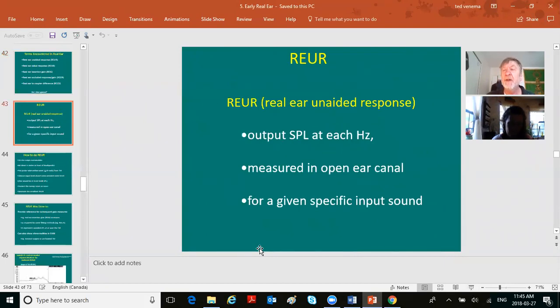Okay, here we go. Real ear unaided response. The output SPL at each frequency is measured in your open ear canal for a given specific input sound. So if you take a good look at this cup right here, okay, this blue cup, it's a quarter wave resonator. It's a cylinder closed at one end, just like your ear canal is. A cylinder closed at one end, okay? So let's talk about R-E-U-R and what they did.